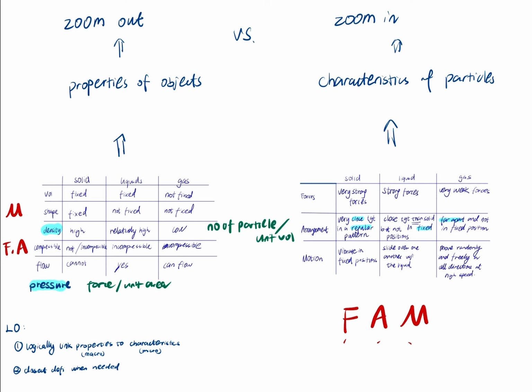So in summary, today we talk about two learning objectives. Firstly, you logically link properties of objects to the characteristics of particles by doing logical thinking. Second part, you are to dissect definitions when you need them. In common cases, density and pressure. Thank you very much.